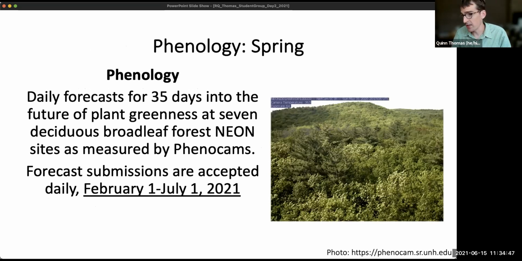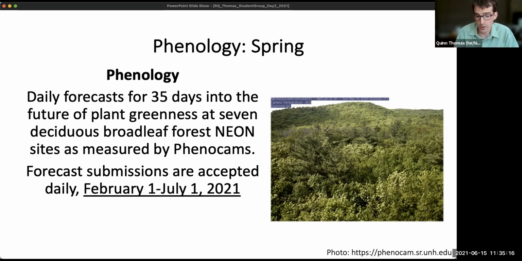So the other challenge is phenology. And within phenology, there are two sub-themes, spring and fall. Phenology is the timing of ecological phenomena. In this case, we're defining it as the greenness of the canopy or the redness of the canopy. In the winter, a deciduous forest is not very green and it greens up in the spring. And that green up is what we're forecasting.